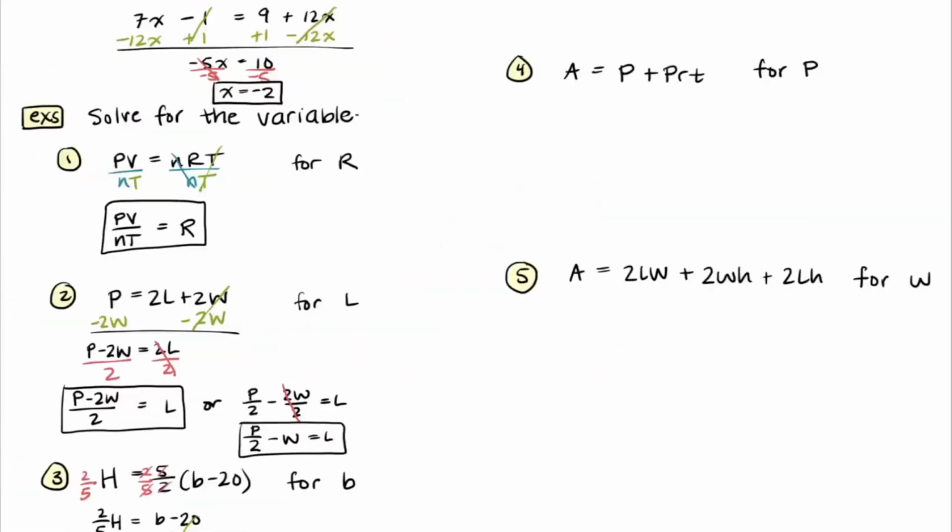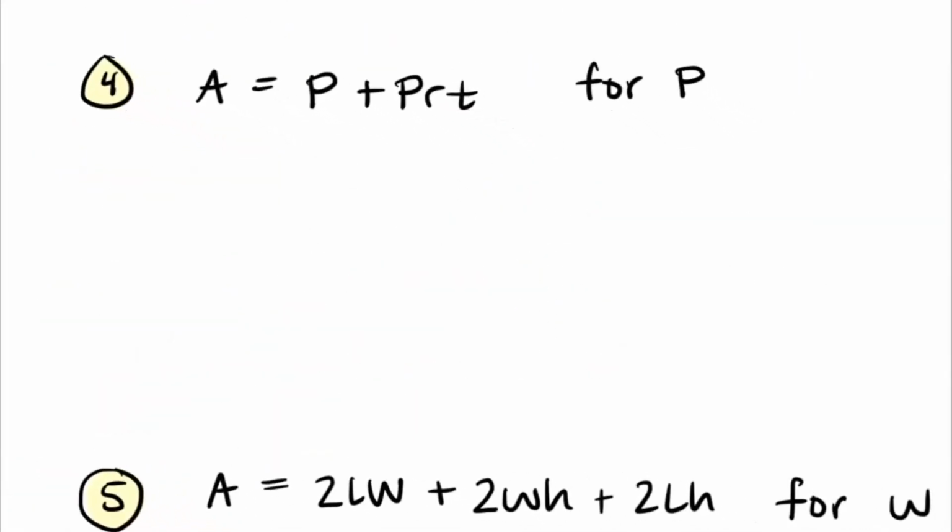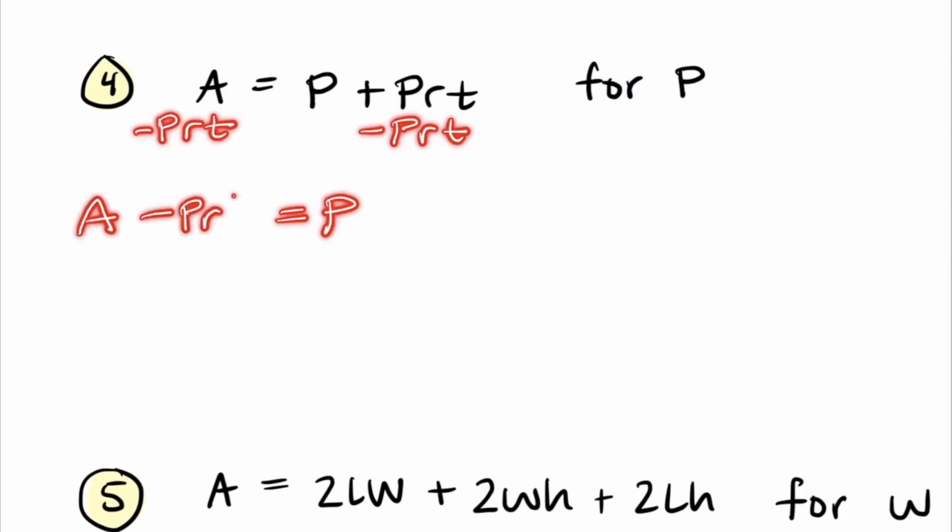Okay, I've got 2 more of these. How about number 4, A equals P plus PRT, and we want to solve this for P. Now this one's different because we have P here and P here, and I guess it would partially be true to solve this for P if we were to subtract PRT, right? We would get P equals A minus P times R times T.